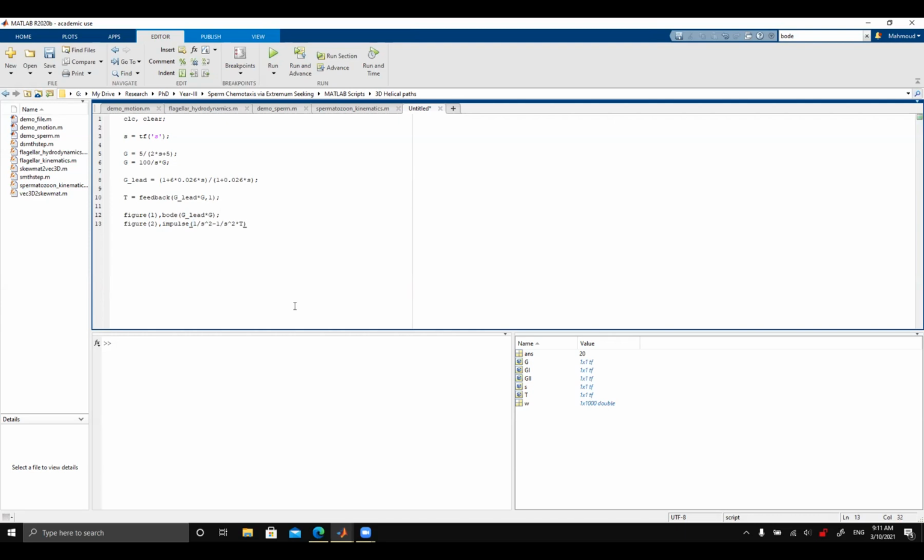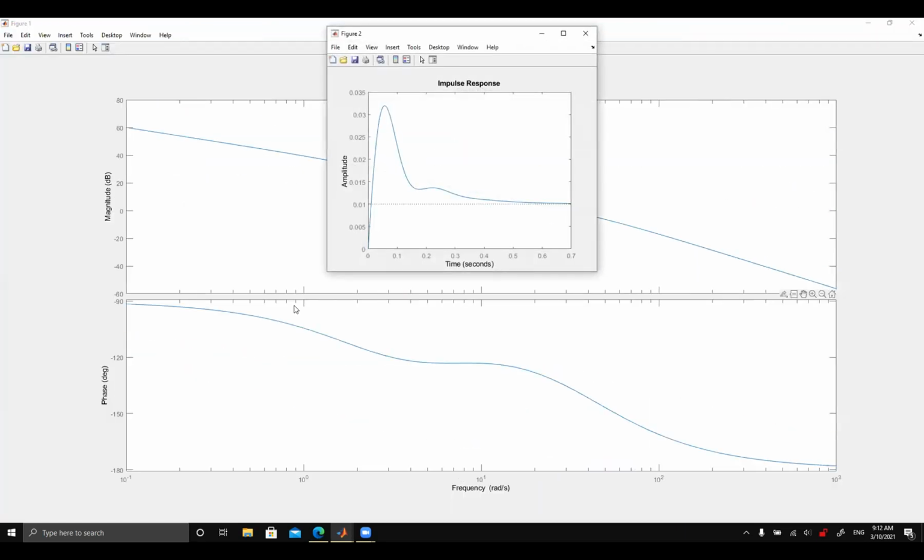So can someone tell me what is this? What I just highlighted? 1 over s squared minus 1 over s squared times t. Any ideas? Is that the error? Yeah, exactly. That's the error. Yeah, that's E of t. So I want to have a look at what happens to E of t as time goes on, or basically I want to look at the steady state error. So we run this, and here we are.